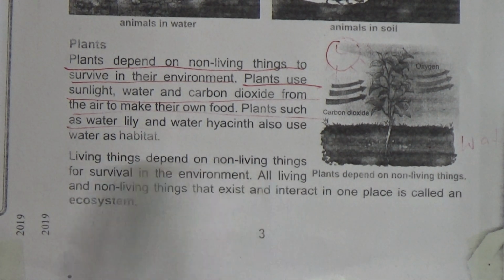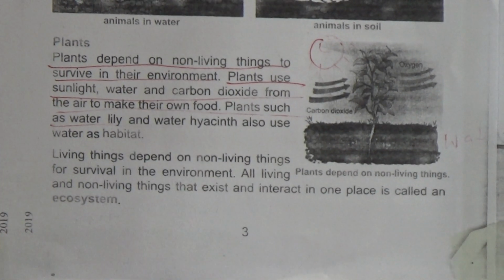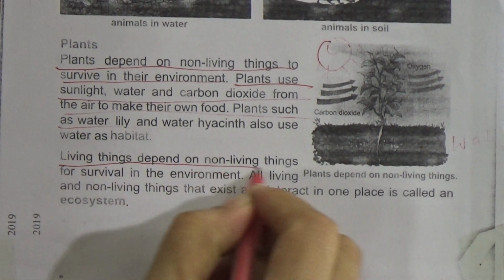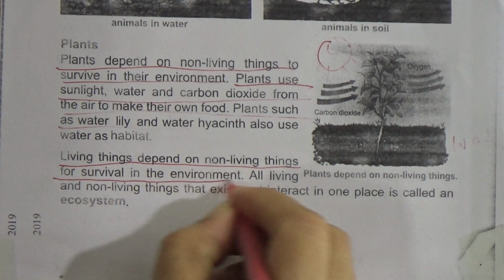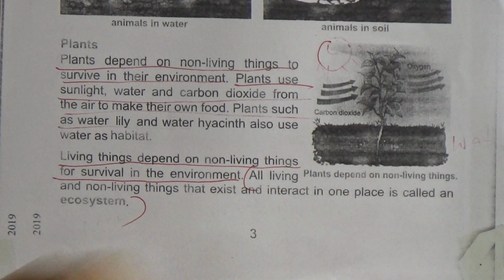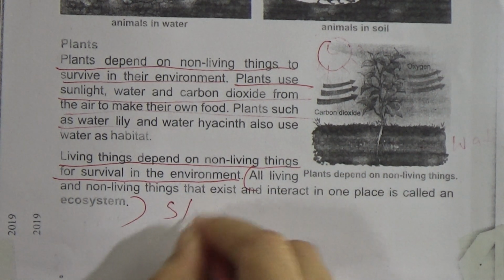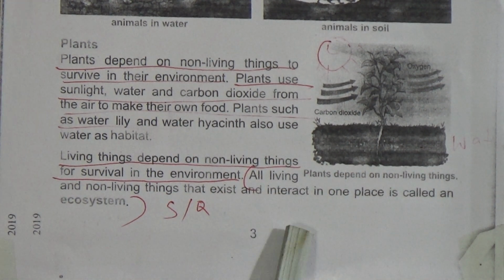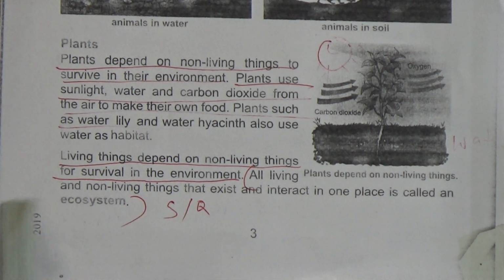Living things depend on non-living things for survival in the environment. All living and non-living things that exist and interact in one place is called an ecosystem. My dear students, mark this line also. This one is a short question answer. What is called ecosystem? All living and non-living things that exist and interact in one place is called an ecosystem.